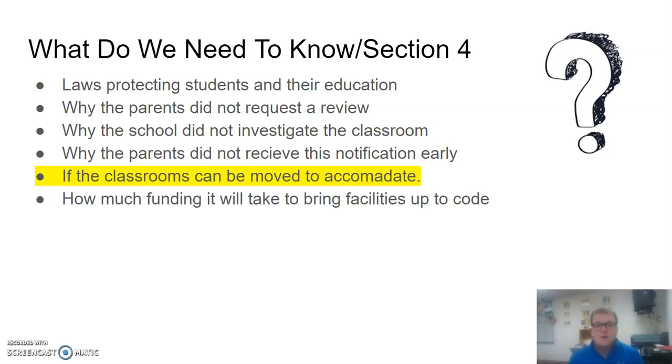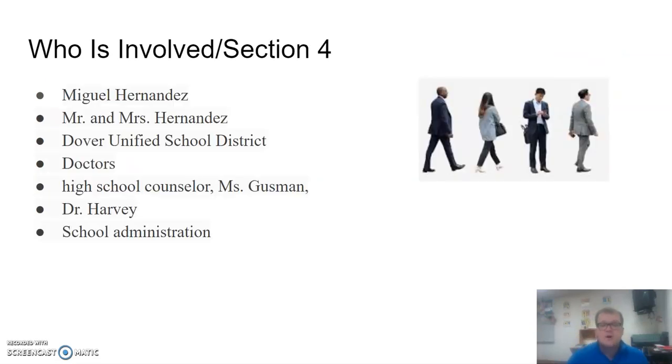And then we need to look at whether the classrooms can be moved to accommodate the student. Can we potentially move classroom to classroom without disrupting the entire school or each teacher or every student? And then how much funding would it take to bring the building up to code to meet ADA, IDEA compliance? Who is involved in Section 4? So far we have Miguel Hernandez, the student who's been injured, and Mr. and Mrs. Hernandez, his parents.